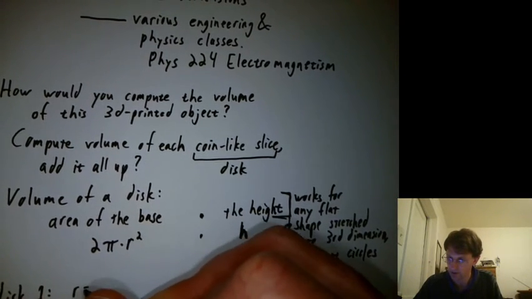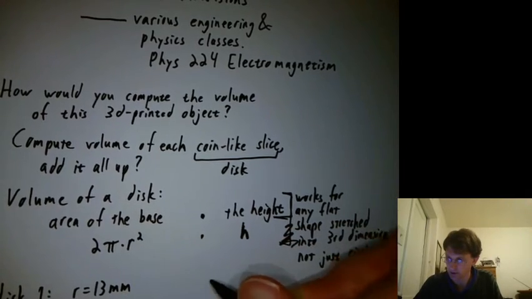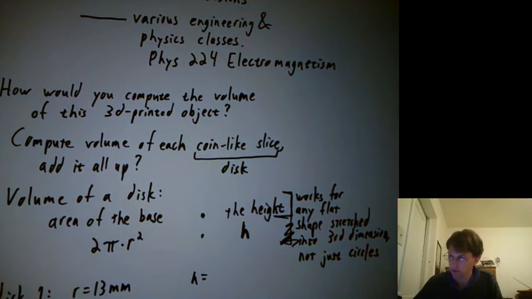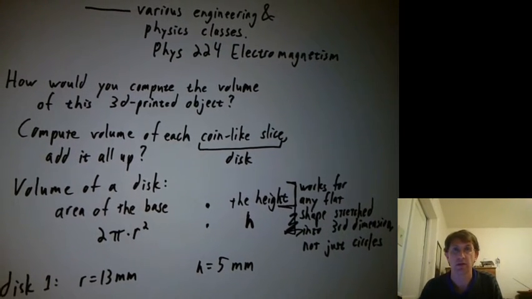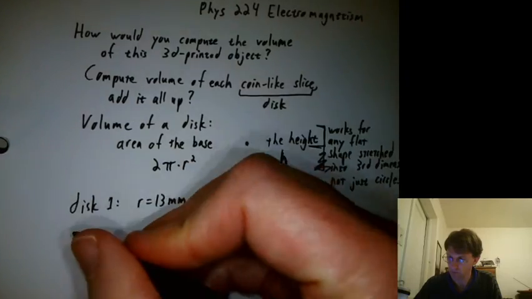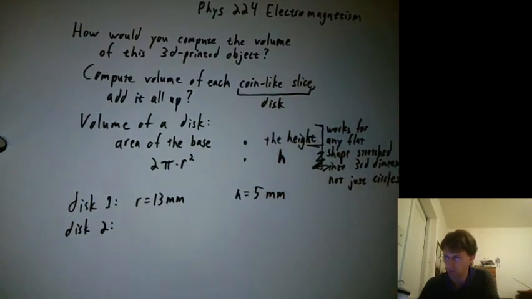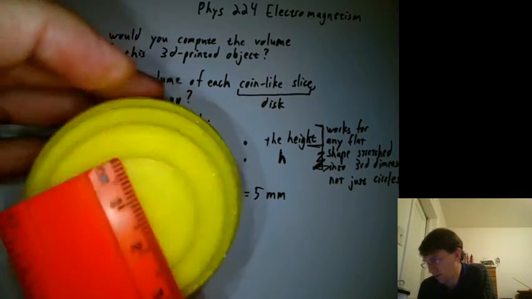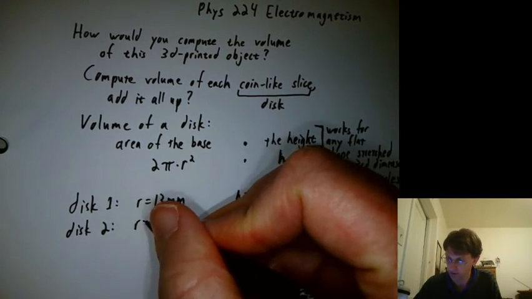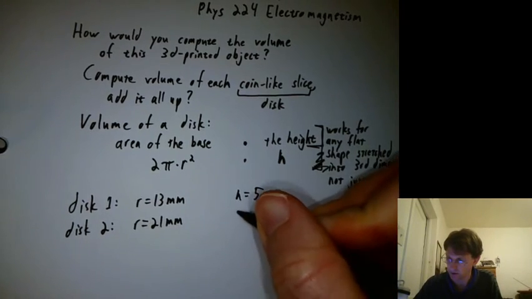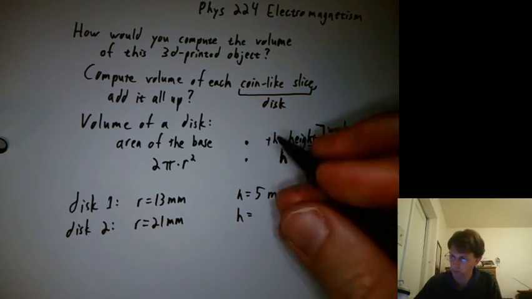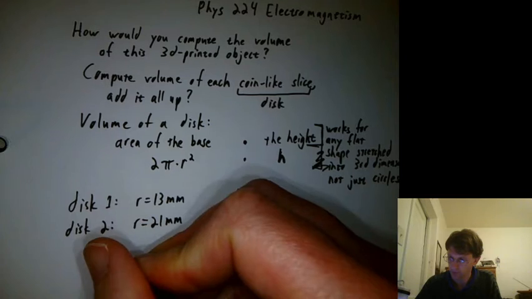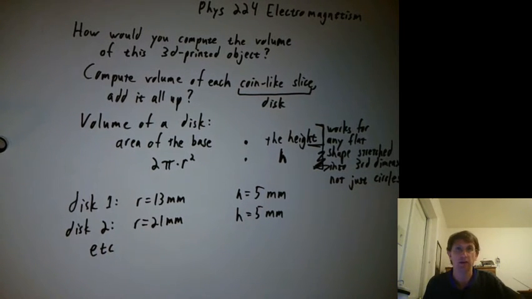So disk 1, radius of 13 millimeters, height of, we'll call that 5. And then we could go and measure it for disk 2. It looks like a diameter of 42 millimeters, so a radius of 21 millimeters, and a height probably 5 again. Yep. Etc. The point isn't to actually calculate the real volume.